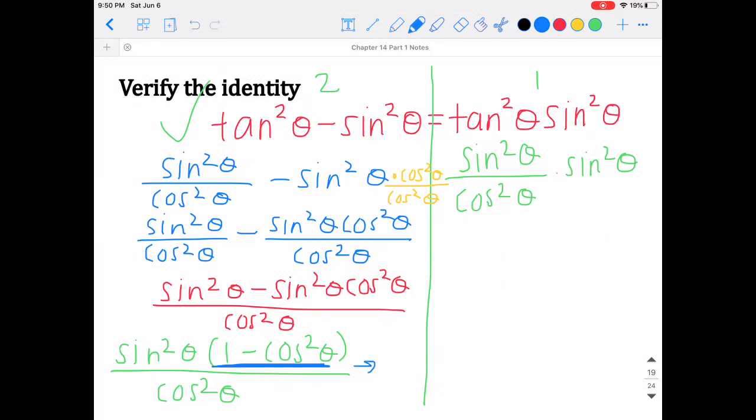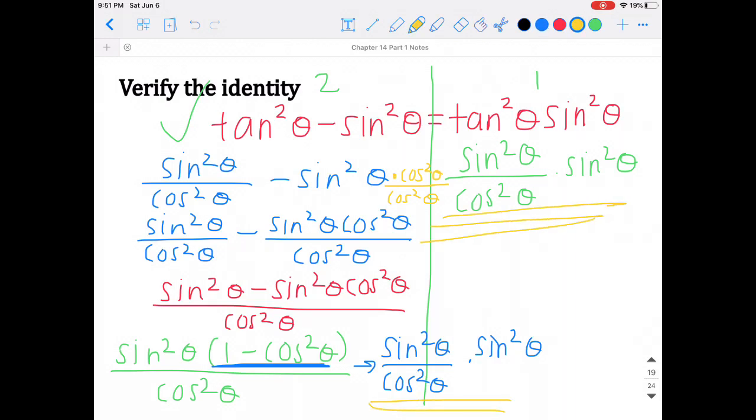Sorry, we're running out of room here. When we simplify, we're left with sine squared of theta over cosine squared of theta times sine squared of theta. So all I did was separate this fraction, and now this matches up exactly with the goal that we are trying to hit. So now we know we've done everything correctly.